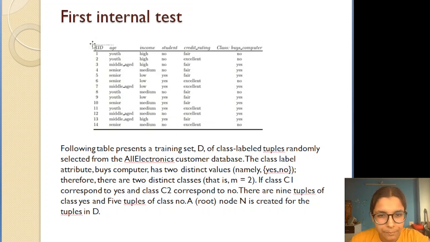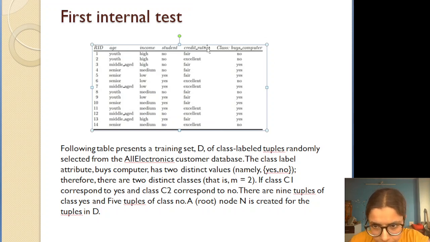Here you can see it, this whole training set of class label tuples randomly selected from the AllElectronics customer database. Okay, and so the class label attribute, you can see here there is an attribute which is written as class buys_computer.